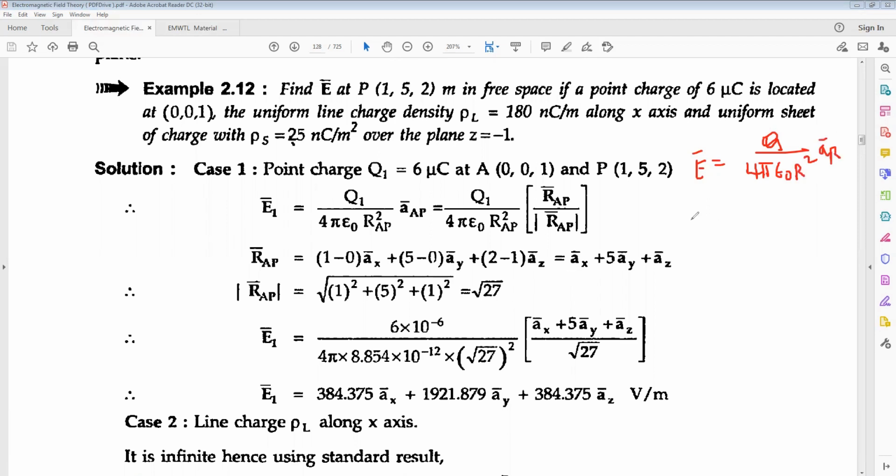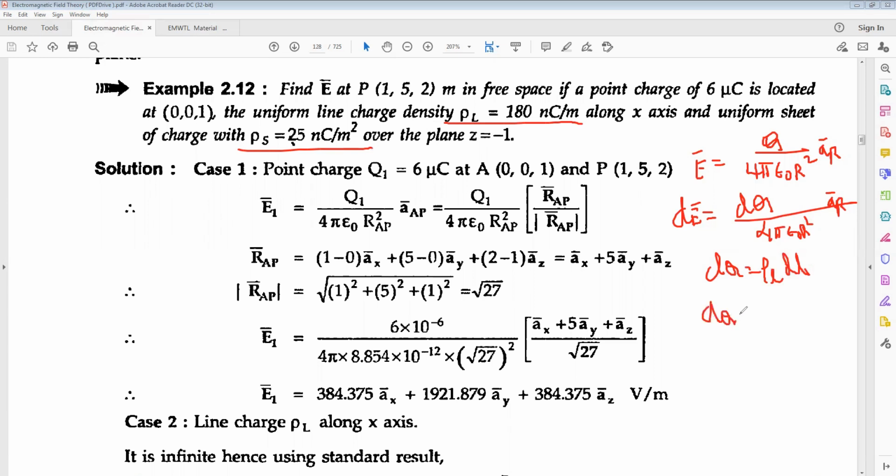Got it, my students? After finding that, the differential electric field intensity is dq by 4 pi epsilon naught R square AR bar. What is the dq now? When the uniform line charge density rho L is given, dq is equal to rho L into dl. And when rho S is given, dq is equal to rho S into dS.